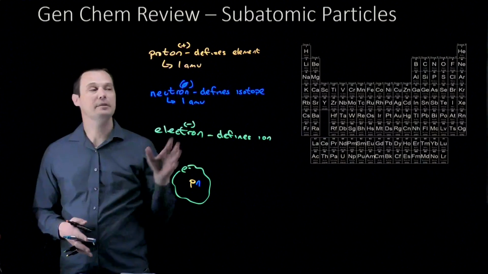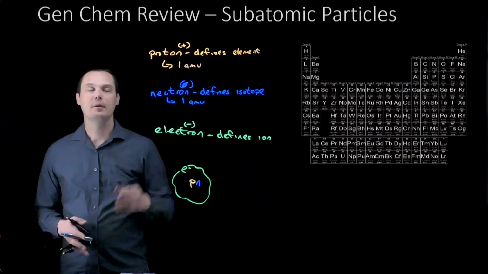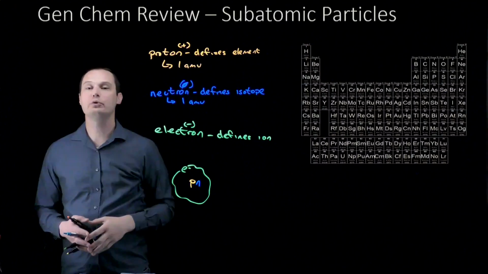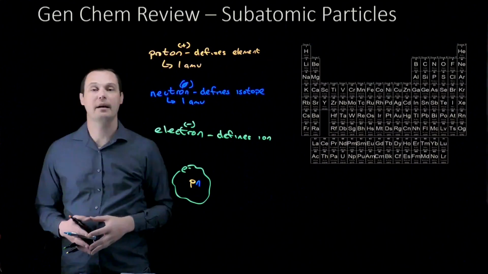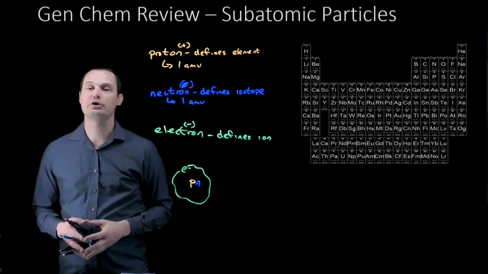These are the three subatomic particles and what they define about the element. The number of protons defines what element we're talking about. Because the number of protons is constant, the number of neutrons defines the atomic mass of that element, the isotope of that element, and the number of electrons defines the ionization, the charge of that element.